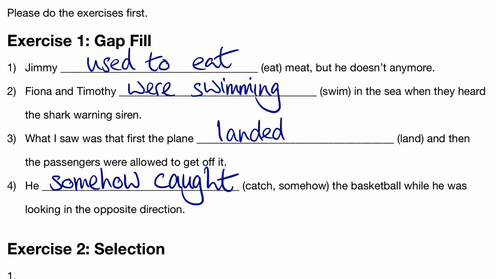Number 2, Fiona and Timothy were swimming in the sea when they heard the shark warning siren. So first of all, they started to swim in the sea, and then they were still swimming there when they heard the siren.